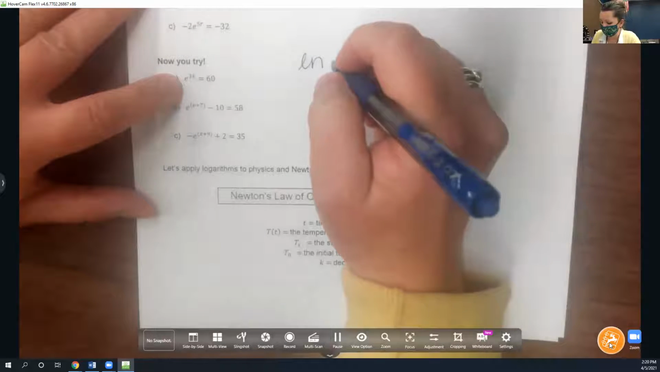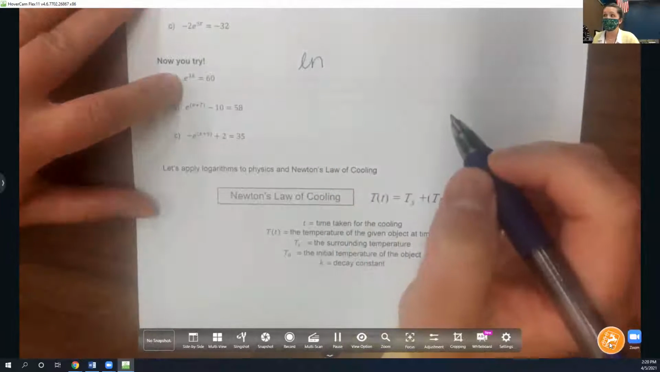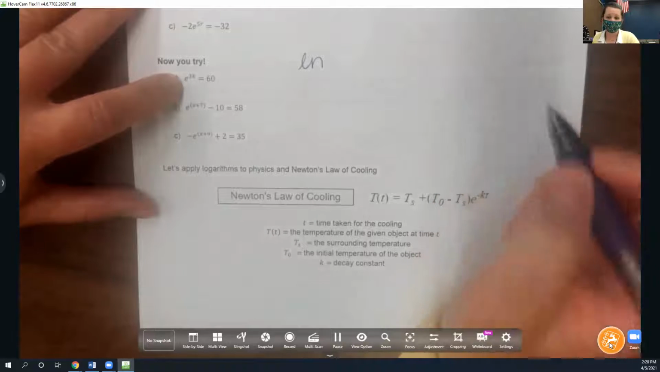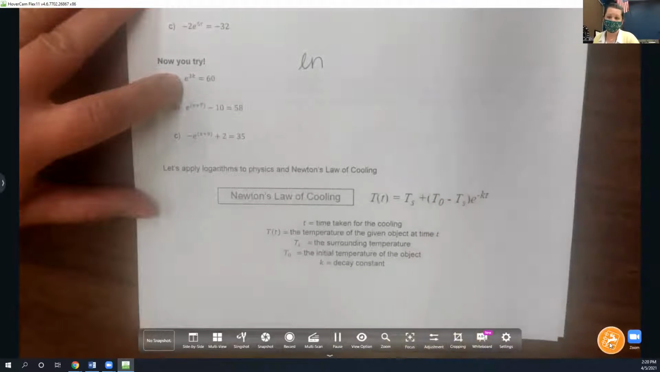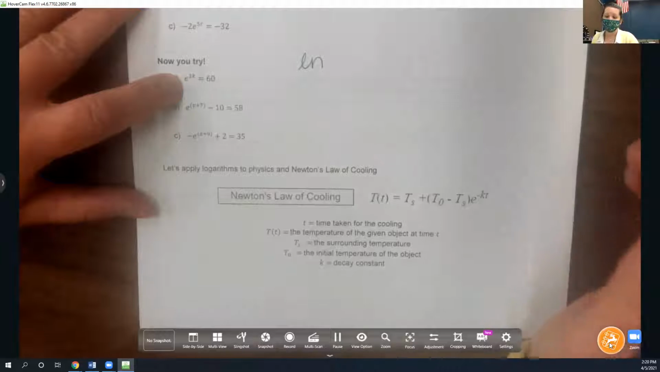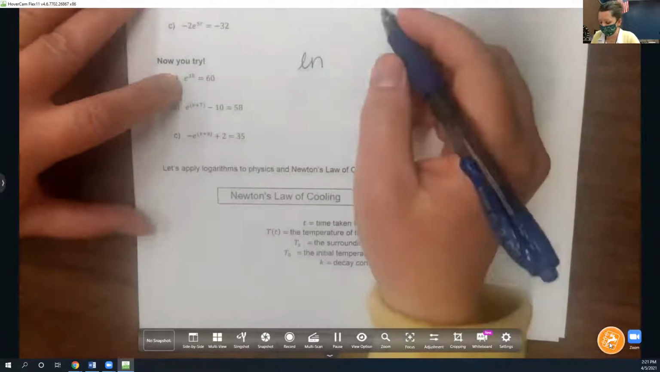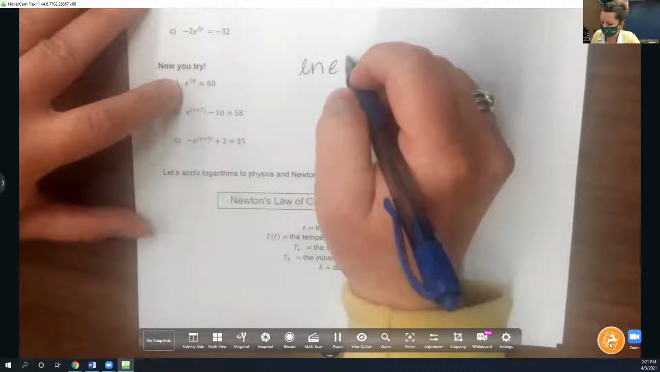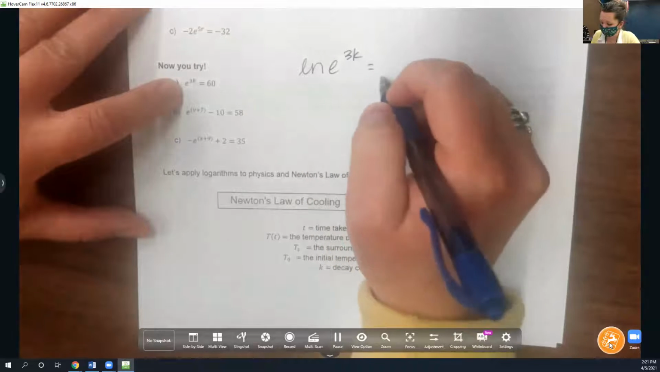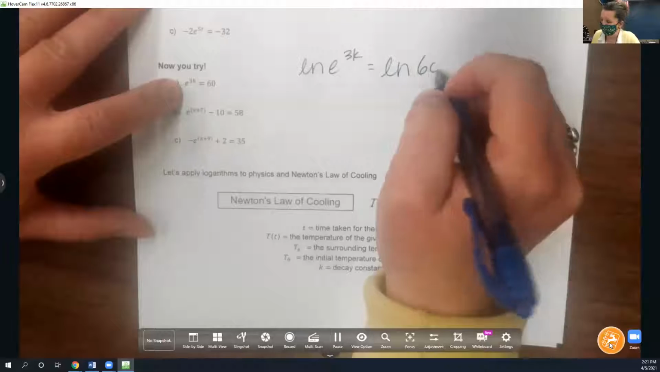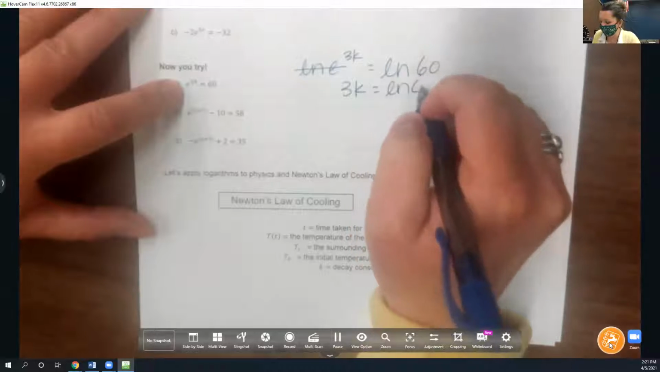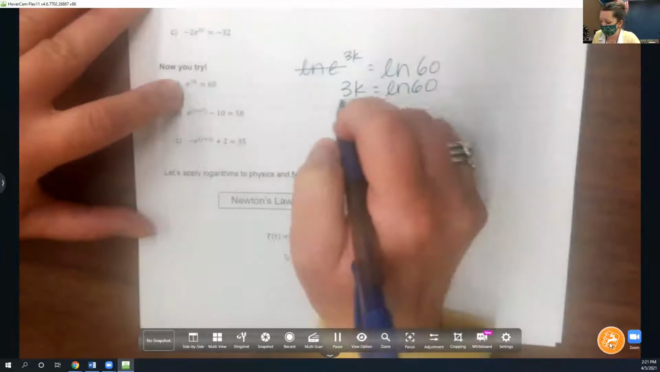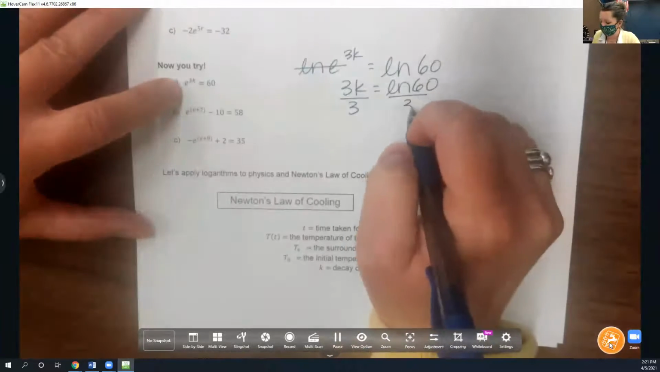Take the natural log of each side. Remember, natural log is the same as log base e. So taking log base e of e pretty much cancels that out, and we proved that algebraically in our notes. So ln of e to the 3k power equals ln of 60. These cancel here, so 3k equals ln of 60. And we're going to go ahead and solve for k by dividing by 3.